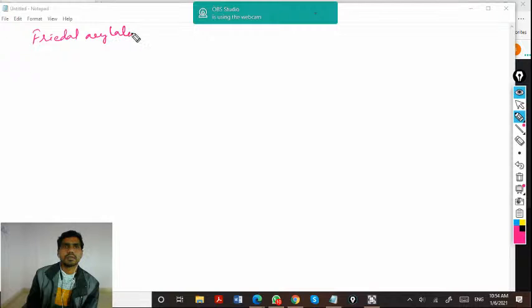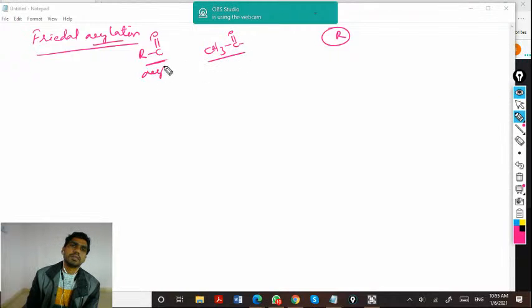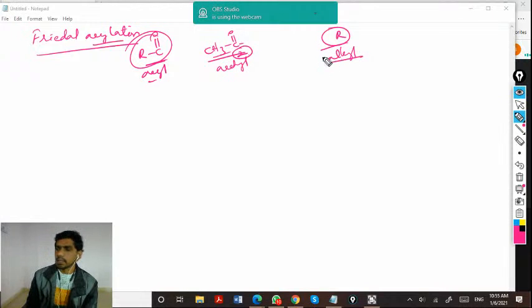So next, Friedel-Crafts acylation. Alkylation means an alkyl group is added. Acylation means RC double bond O addition. Acetylation means CH3C double bond O addition. This is the acyl group, and this is the acetyl group. This is the common name, and this one is specific to two carbons. If an alkyl group is attached, it is alkylation. If an acyl group is attached, it is acylation.